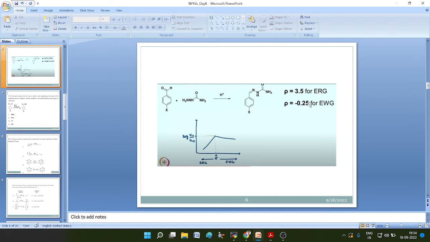And I would also urge you to think about why the values are so different, like plus 3.5 and minus 0.25. See, when there is an electron releasing group, the attack is on the carbonyl center, which is very adjacent to the benzene ring, so there is a direct effect. And in the elimination step, you can think of it as simultaneous: the lone pair is coming and OH is leaving. So there is no direct formation or accumulation of charges. That's why it has less impact compared to the releasing group.